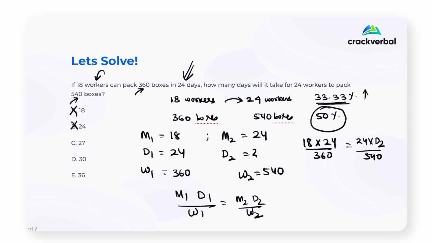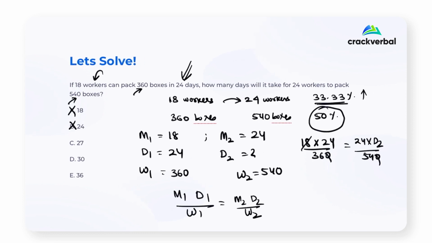So 18 into 24 by 360 is this. You can factor it out. 18 times 2, 24 gets factored out. 2 times 27. D2 has to be equal to 27 days. So the answer we're looking for is answer option C, 27.